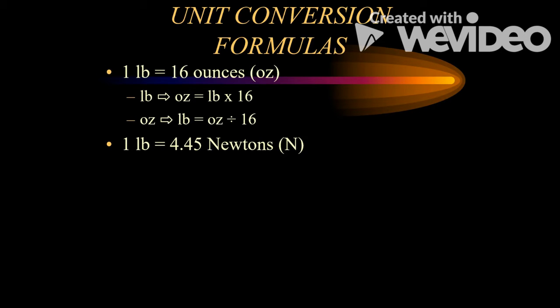Next, if I want to go pounds to newtons, 1 pound equals 4.45 newtons. We've already looked at these in our force diagrams. If I have pounds and I want to get to newtons, I take pounds and multiply by 4.45. If I have newtons and I want to get to pounds, I take newtons and divide by 4.45. Let's take a look at the thumb chart for that.